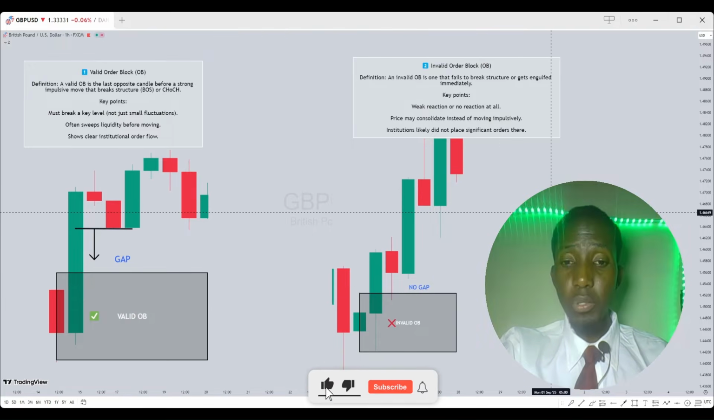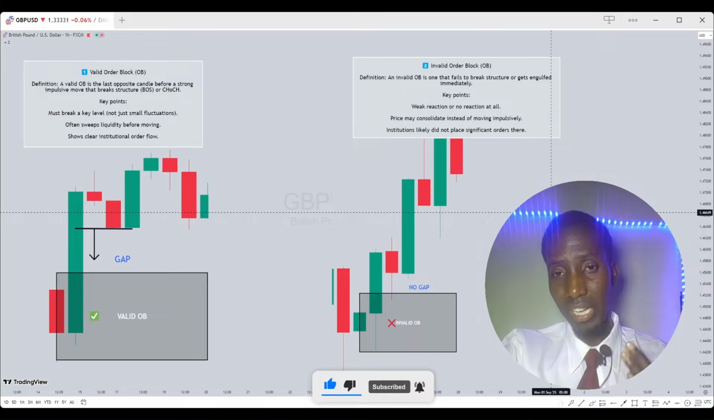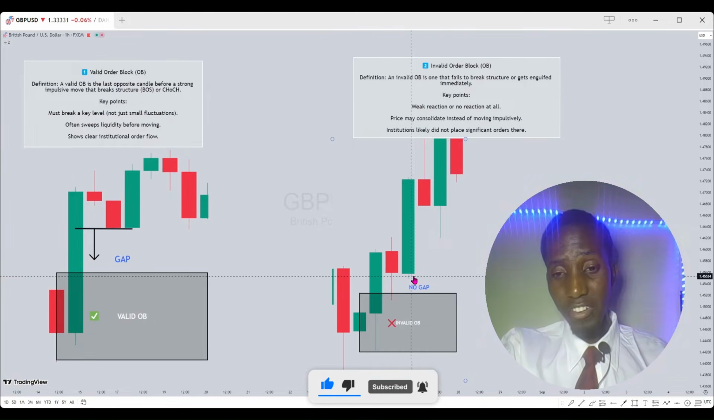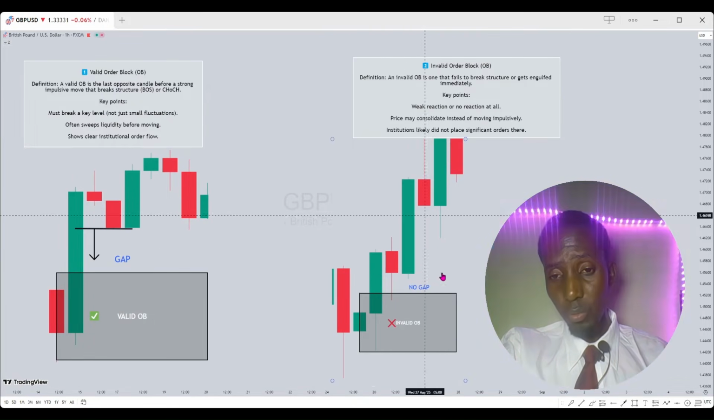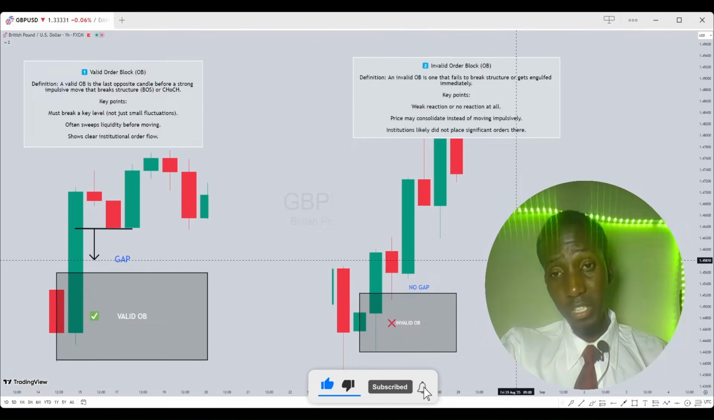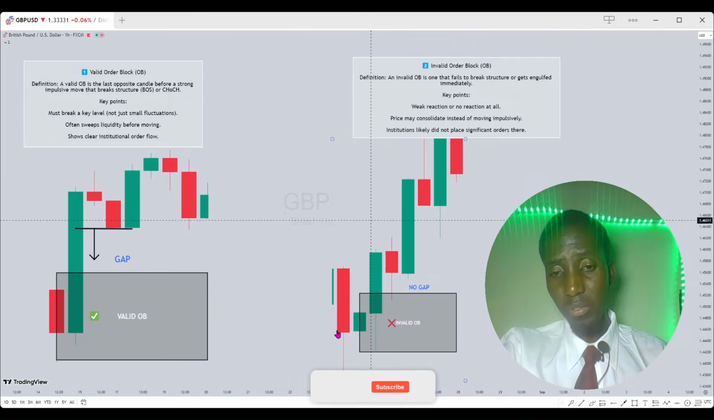Don't worry, I will show you in the real chart how it works and how it looks. Let's look at the key points. There's a weak reaction or no reaction at all. It might form a weak reaction, or it might not. Price may consolidate instead of moving impulsively. So most of the time, when there's an invalid order block, instead of price moving down, price will start consolidating. Also, institutions likely did not place significant orders there. So these are good examples of an invalid order block.